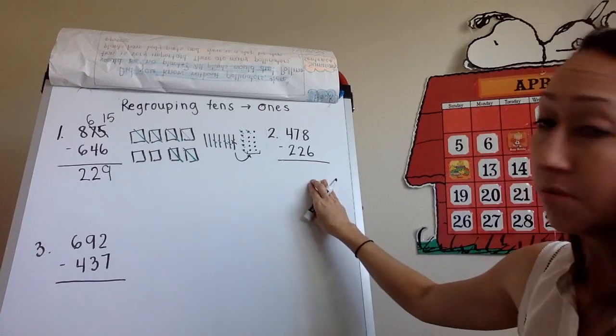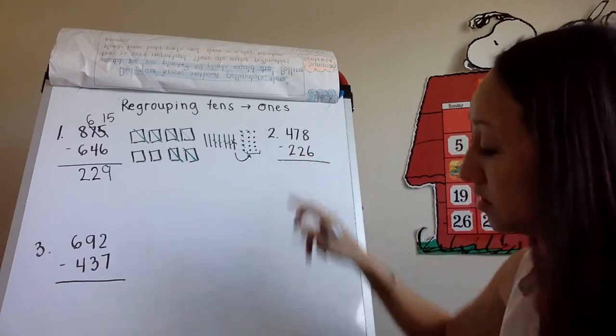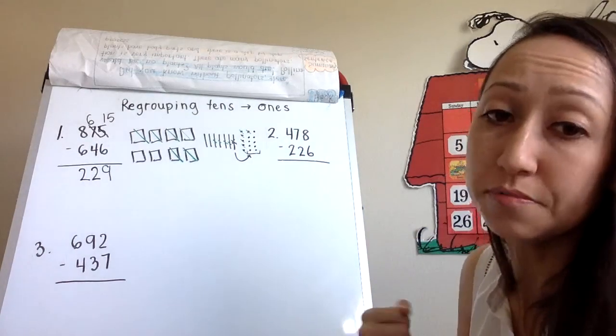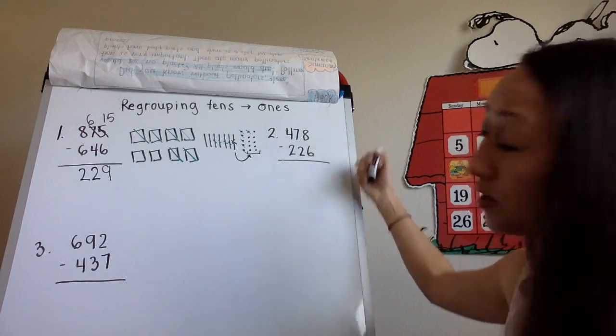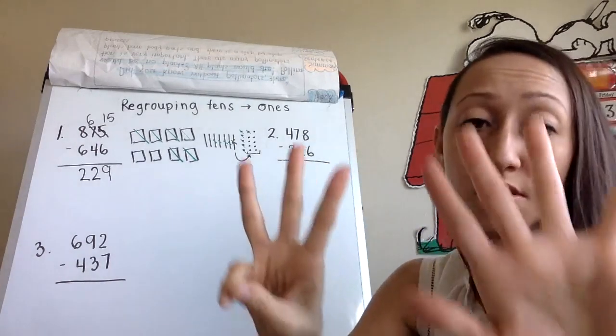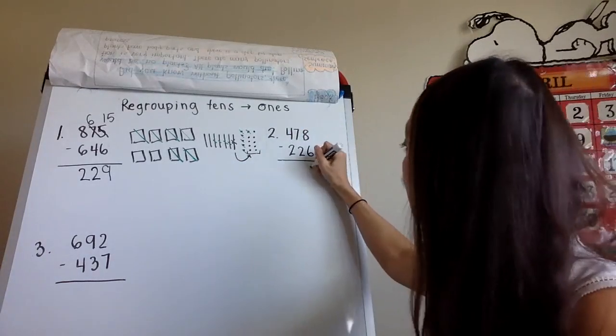Okay, here's another problem. We have 478 minus 226. Do you think we need to regroup for this one? Let's see. I'm going to do 8 minus 6. Can we do that? Can we do 8 ones and take away 6 ones? Yeah, we can. So we don't need to regroup there.